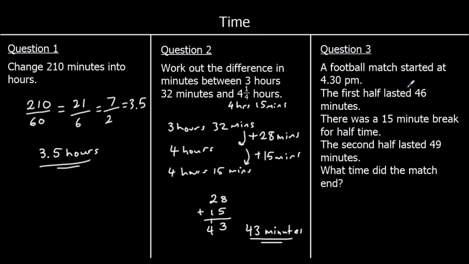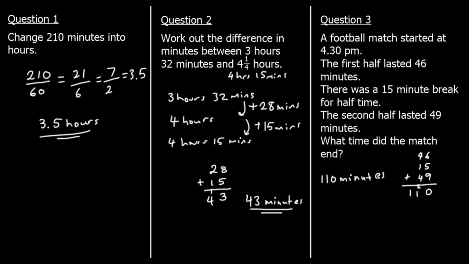and we need to add on all of these minutes. I'm going to add up how many minutes it takes first. So we've got 46 minutes, 15 minutes, and 49 minutes. So what does this add up to? 6 plus 5 is 11, plus 9 is 20. So 0 in the ones, carry 2 over into the tens. And I've got 4 plus 1, which is 5, plus 4, which is 9, plus 2, which is 11. So I've got 110 minutes in total. So I've got 110 minutes to add on.